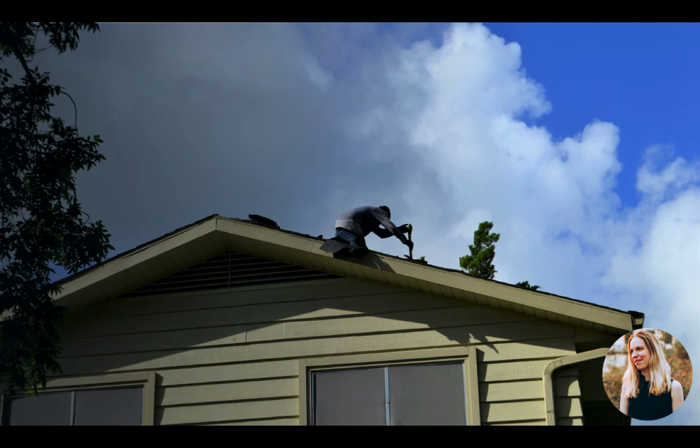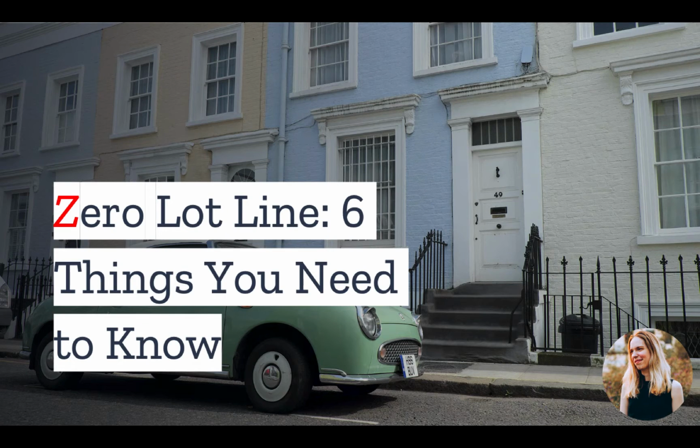Daisy wanted to repair her siding, but to do so, she needed access through her neighbor's yard. And when she asked for permission, her neighbor said no. So what can you do when your neighbor isn't neighborly? We'll find out at the end of this video. But first, like Daisy, you may live in a zero lot line house. And in today's video, we have the top things you need to know about these structures.